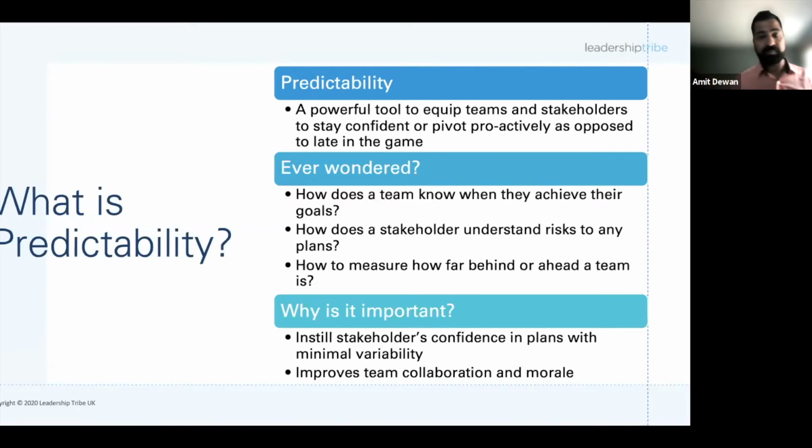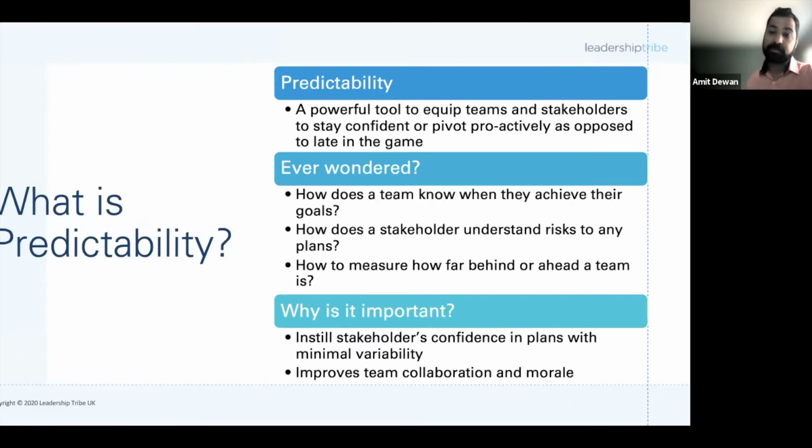Again, some questions that I posed here. How does the team know when they achieve their goals? How do they know, right? How does a stakeholder understand risk to any plans? How to measure how far behind or ahead a team is, right?